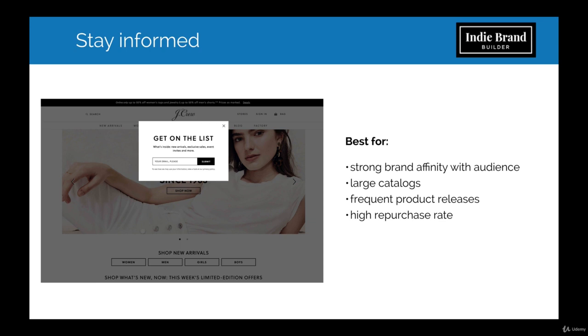Now, you can try this on your website. It may work very well for you, but it may not be as relevant or effective if you've only got a few products. It also doesn't tend to be that effective when people have no relationship with your brand. They have no reason to get on your list because they really don't know anything about your brand in the first place.